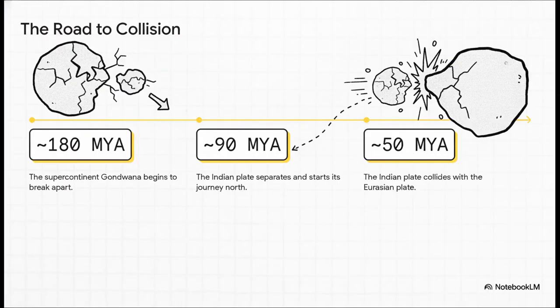Okay, so picture this. About 180 million years ago, there's this massive supercontinent called Gondwana. It starts to crack and break apart. One of those pieces, the landmass that would become India, breaks off and starts cruising north. For tens of millions of years, it's just chugging along across an ancient ocean. Then, around 50 million years ago, bam, it slams right into the Eurasian plate. And that's when the real action begins.